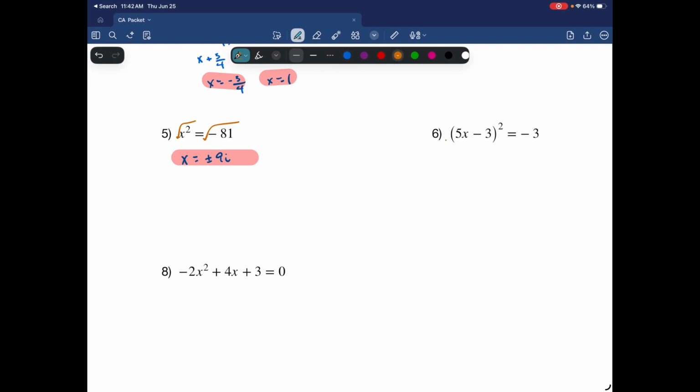This binomial is squared. I can still use the square root property and take the square root of both sides. So this is going to be 5x minus 3. The square and the square root cancel each other out, so I drop the parentheses. Then this is going to be plus or minus i square root of 3. Now I just get x by itself. 5x equals 3 plus or minus i square root of 3, and then divide everything by 5. x equals 3 plus or minus i square root of 3, all over 5. And that would be my answer here.